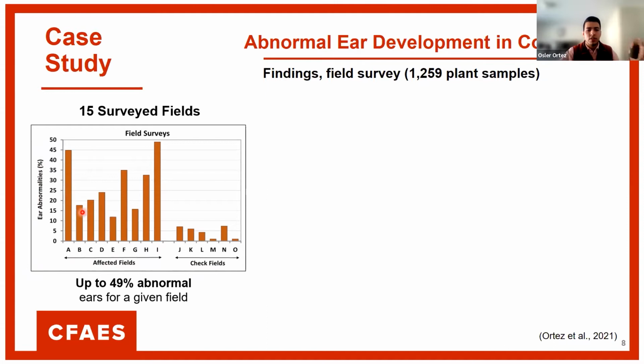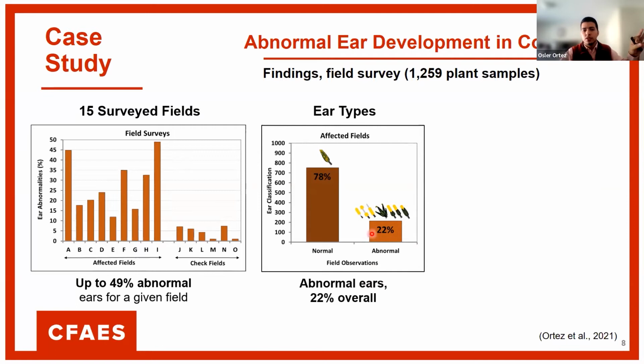You can see that in the affected fields, we had 10 of them. And in the worst case scenario, there was a field with almost 50% of ear abnormalities. That is almost every other plant. The check fields were fields that were being reported as highly problematic, but you know what? After we were out there and conducted our assessments, the numbers came to be quite low, 5%, 3% of abnormalities. Overall, from all the fields summary, 78% of ears were normal, 22% were abnormal.